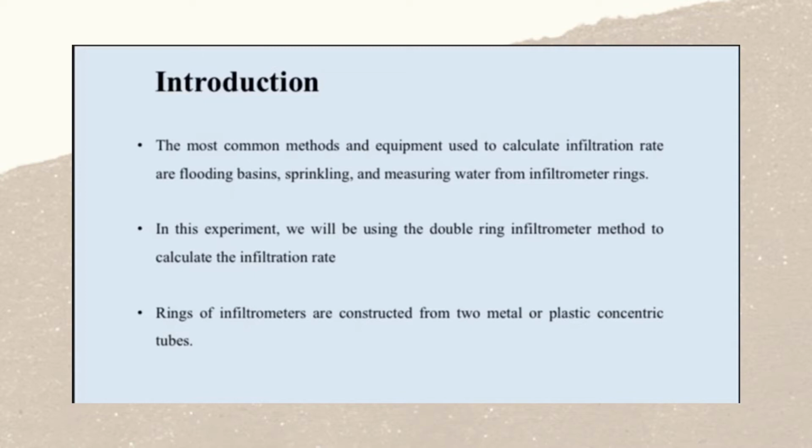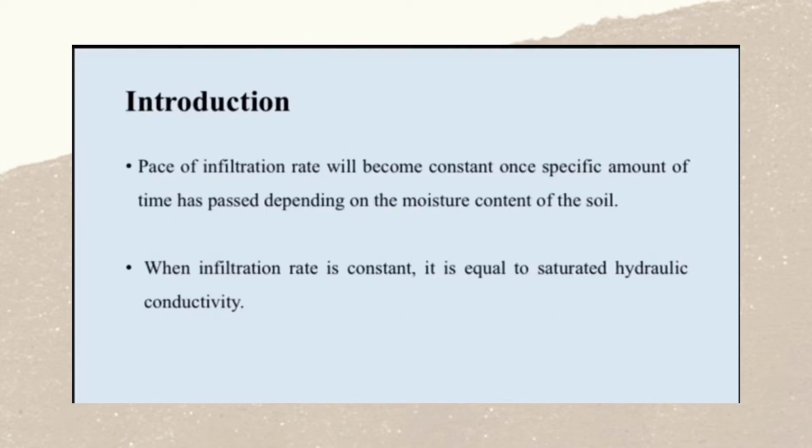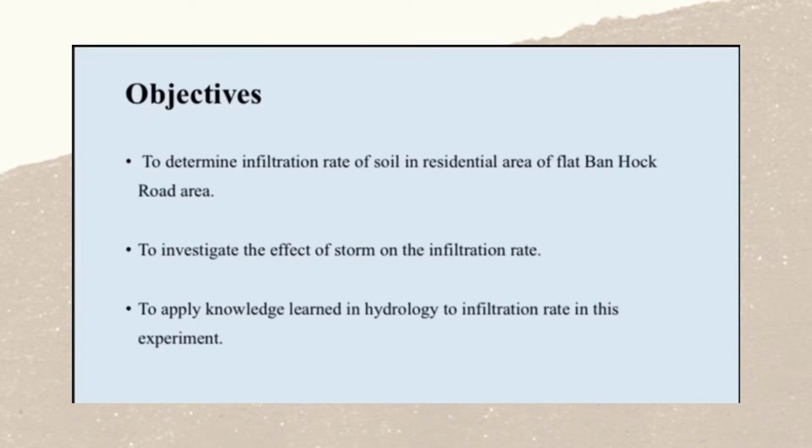The rings of the infiltrometer are constructed from two metal or plastic concentric tubes. The pace of infiltration rate will become constant once a specific amount of time has passed, depending on the moisture content of the soil. When infiltration rate is constant, it is equal to saturated hydraulic conductivity. The objectives of this experiment are to determine the infiltration rate of soil in a residential area of flat Benhog Road area, to investigate the effect of storm on the infiltration rate, and to apply knowledge learned in hydrology to infiltration rate in this experiment.